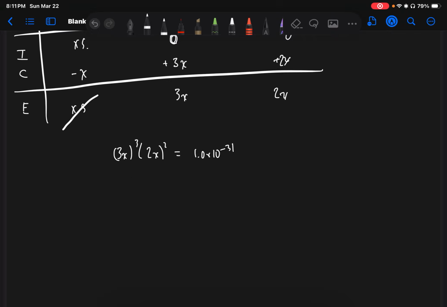I'll just put this in my calculator. I'm just going to get x to the 5 equals 1.0 times 10 to the negative 31 over 27 times 4. I should try putting these in my calculator properly so I can have the muscle memory for tomorrow. We get 5 times 10 to the negative 7. So that's the answer. Wow, that was quick.